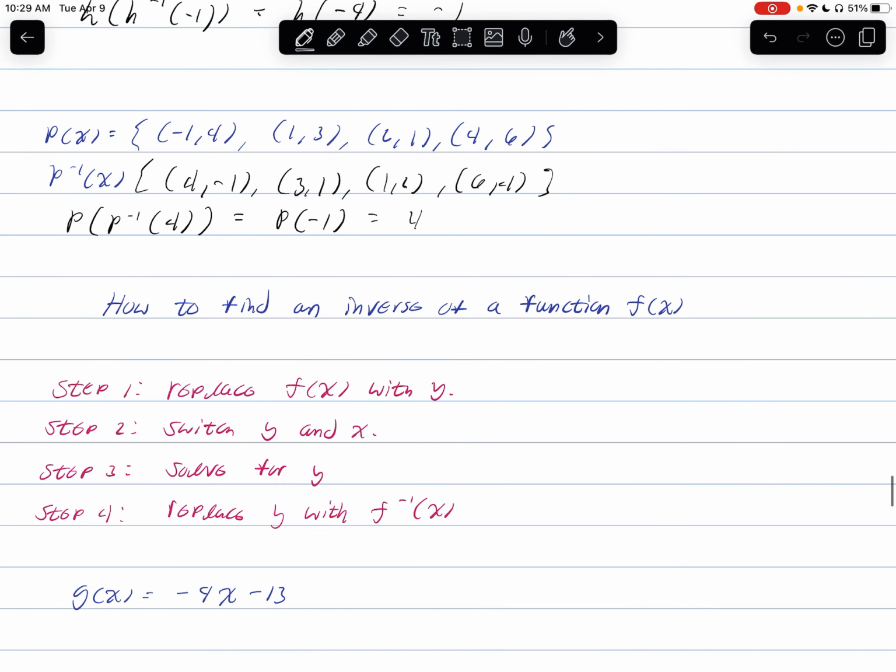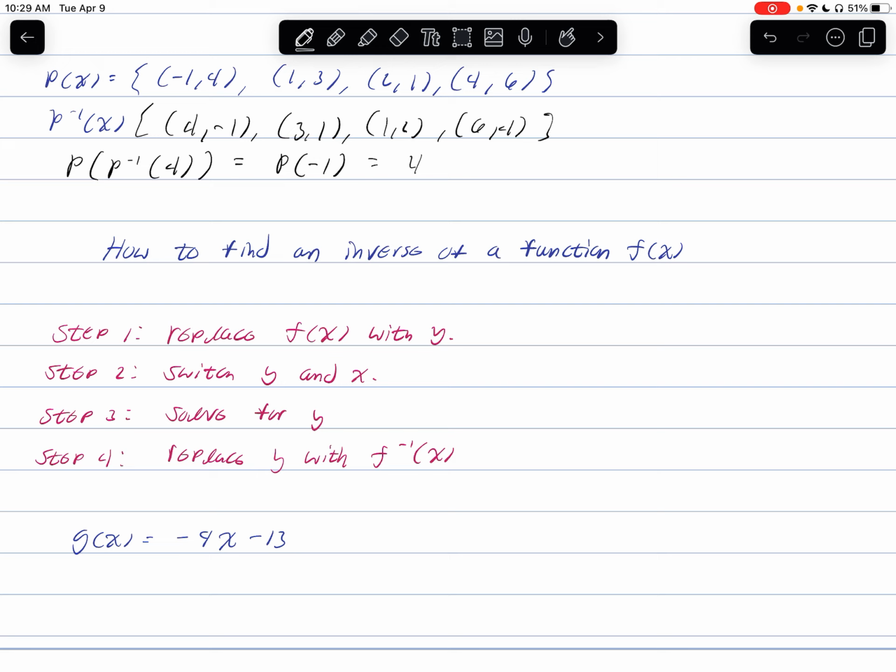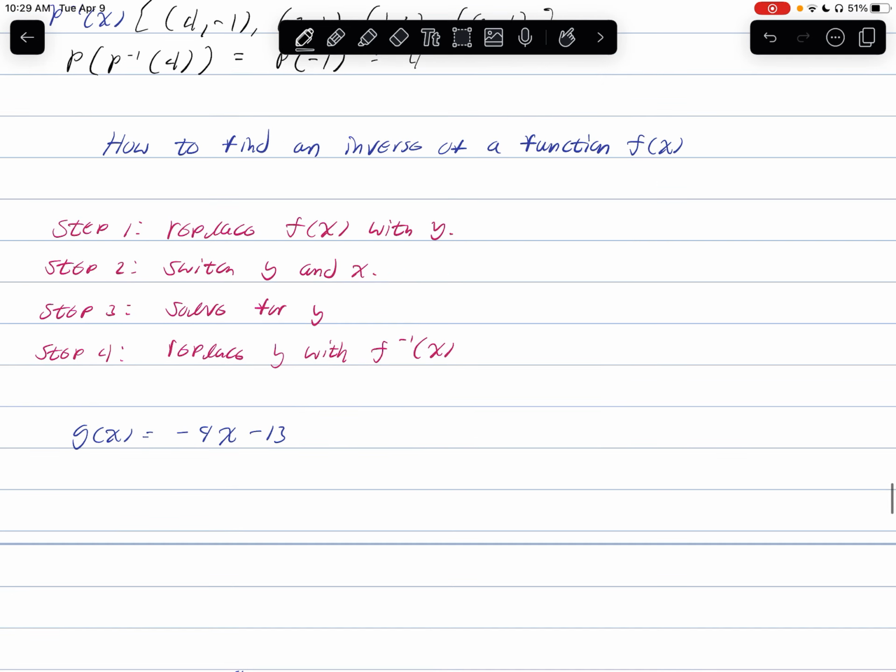Now, these are exciting and all, but the more valuable way of finding inverse functions is when you aren't given an explicit set of points. Usually, you have some continuous function where you couldn't write all of the points involved. It's easier to write it as some kind of expression. So we have a four-step rule for finding the inverse of a function. If we're given a function f of x, we start by replacing f of x with y. We switch y and x. We solve for y, and then we replace y with f inverse of x.